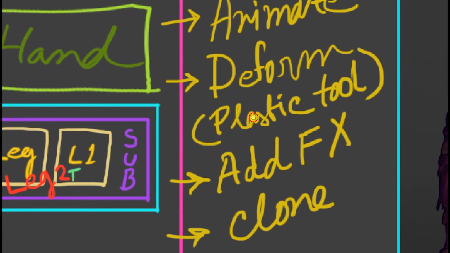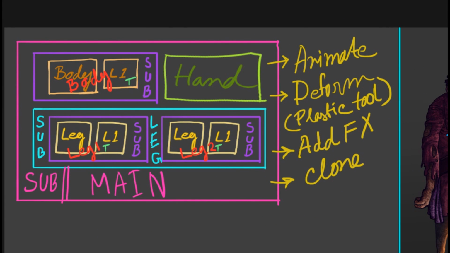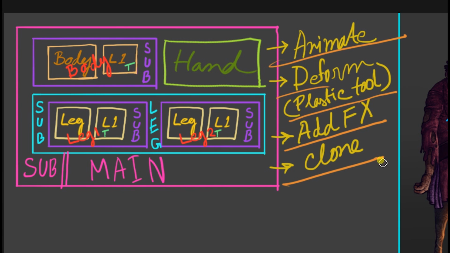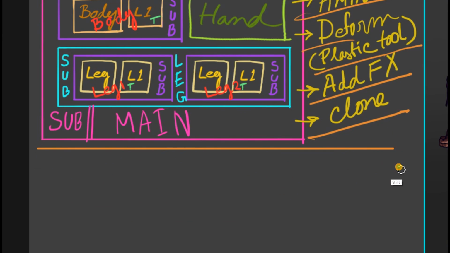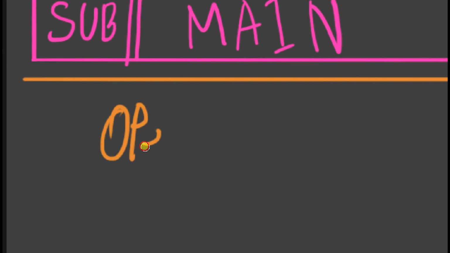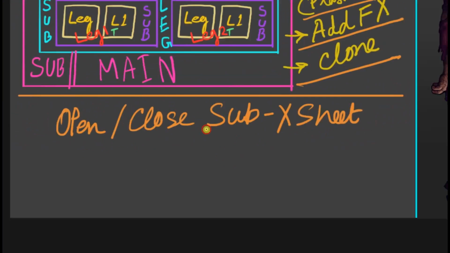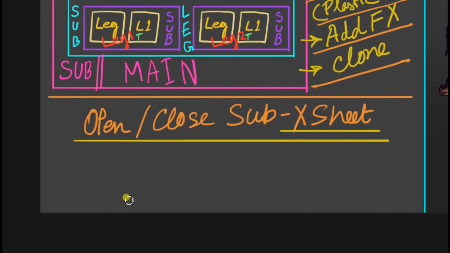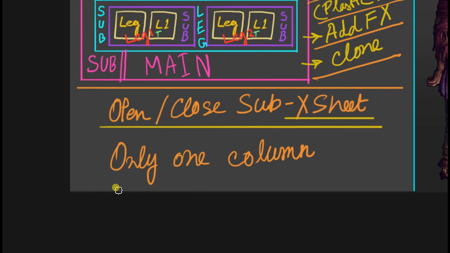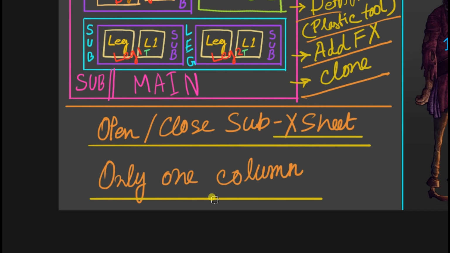So if you want to do these things with your column, then you can combine all the layers and use a sub X-sheet column. But the problem with using the sub X-sheet is you have to open and close it every time you use a sub X-sheet column. And in the X-sheet view, there will be only one column to work with. You're not going to have all the columns side by side to animate them. You're going to have only one main X-sheet column.